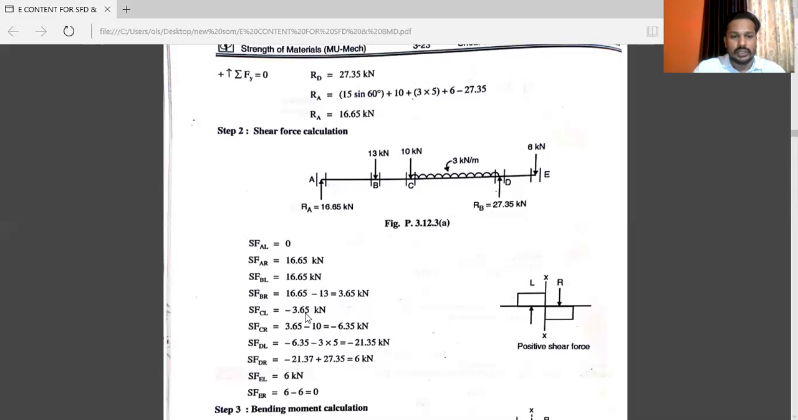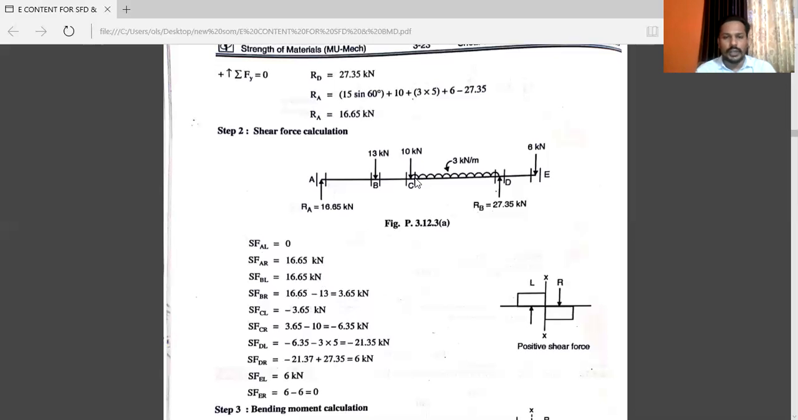Answer is 3.65 kilonewton. Now come at C just to the right. You can see just to the right. Consider all left side forces from the section. Every time you have to consider all the left side forces from the section.